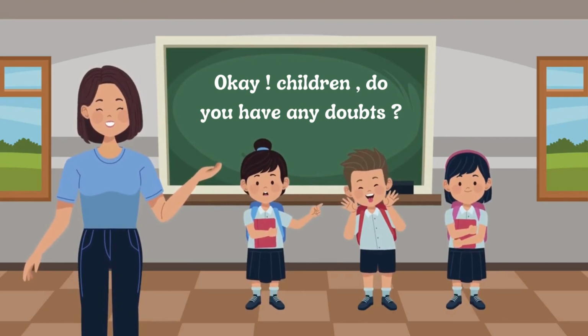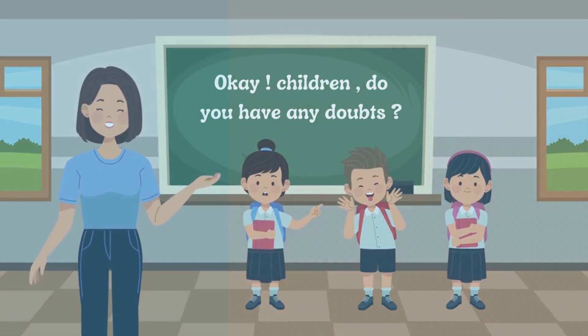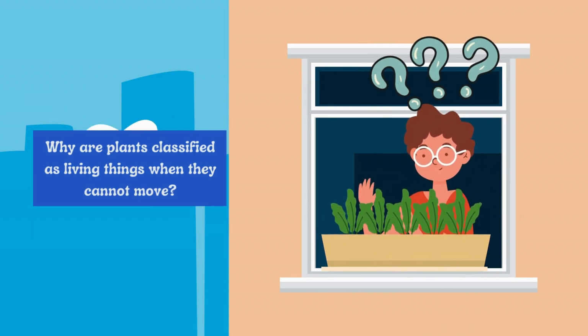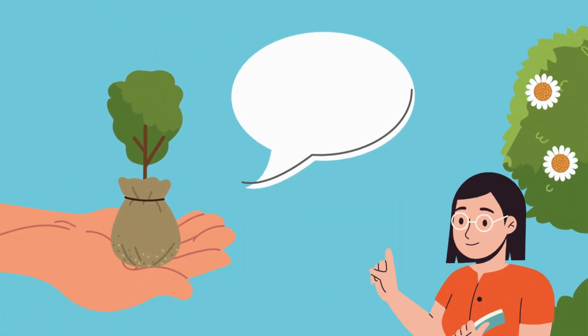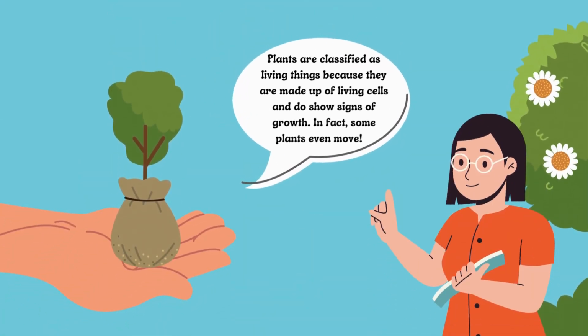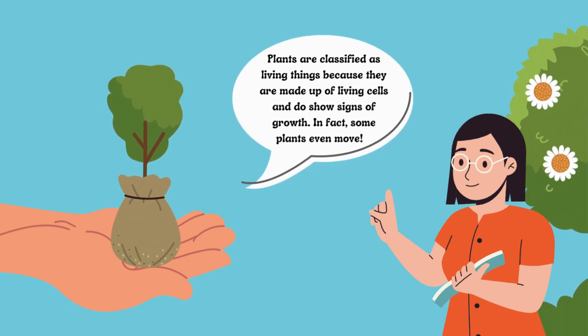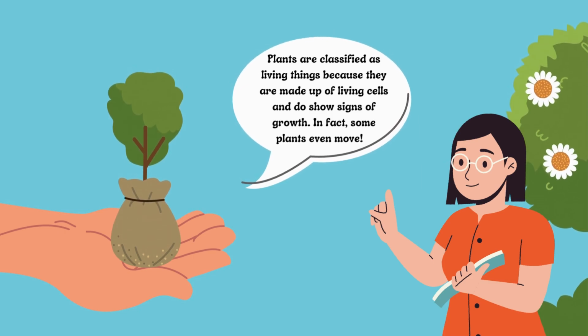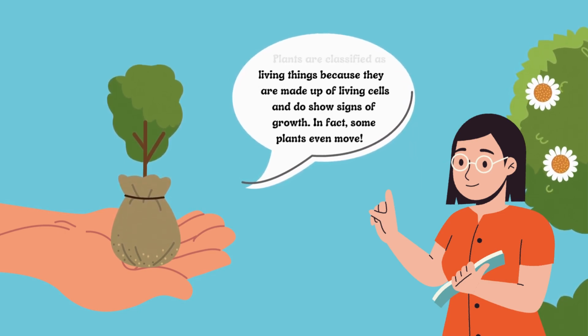Okay, children, do you have any doubts? Yes, why are plants classified as living things when they cannot move? Plants are classified as living things because they are made up of living cells and do show signs of growth. In fact, some plants even move.